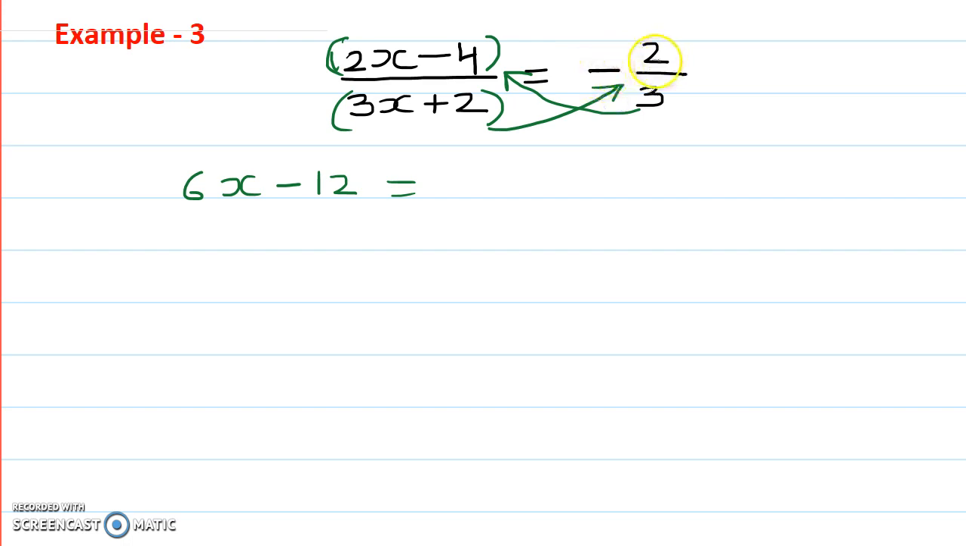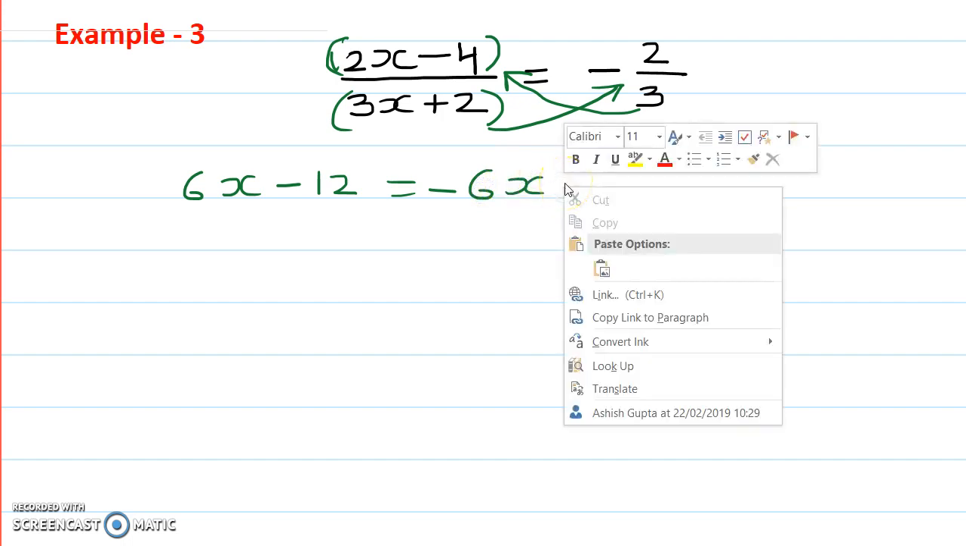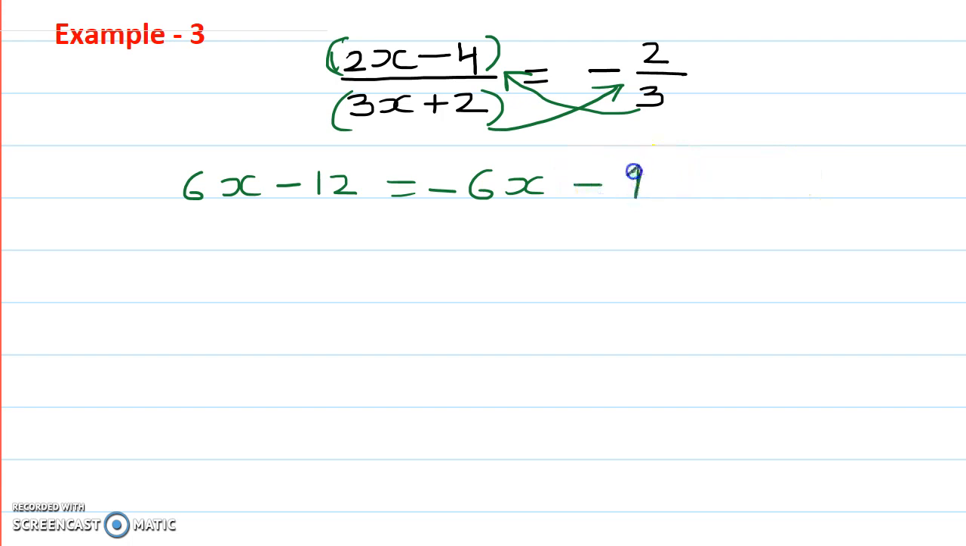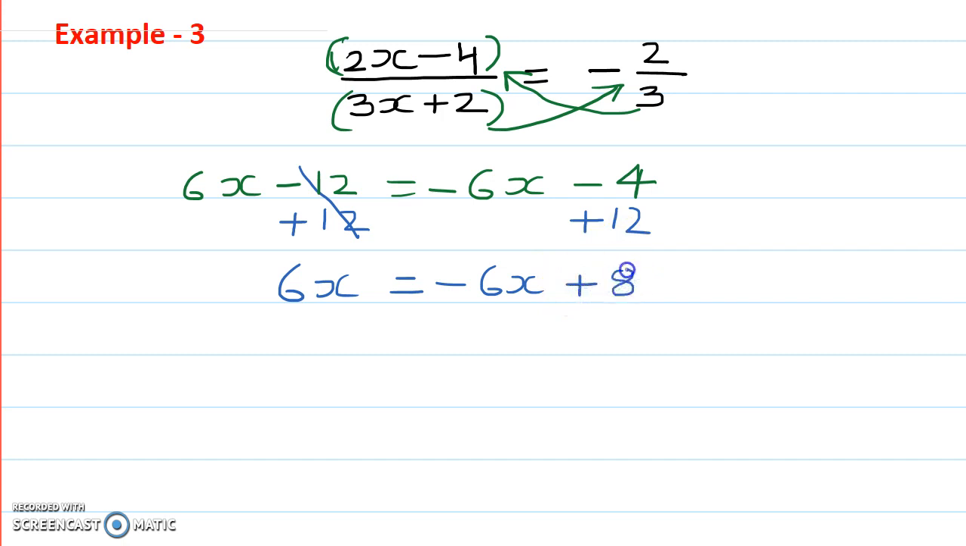Now multiply by 3x plus 2 with minus 2. Remember, this minus is with numerator. So minus 2 times 3, that is minus 6x, and minus 2 times 2, that is minus 4. Okay, so let's get rid of 12 first. So it is minus sign, then put opposite sign, that is plus 12 here and plus 12 here. So what happens? This is cancelled out, equal underneath equal sign. So we are left with 6x, and this is minus 6x, and minus 4 plus 12, that is plus 8.